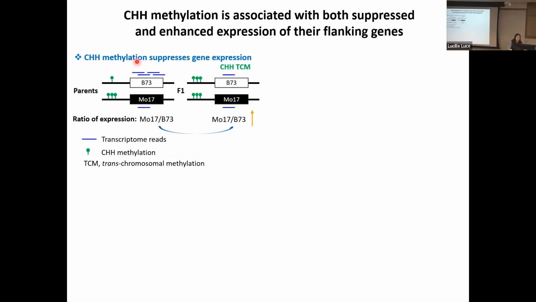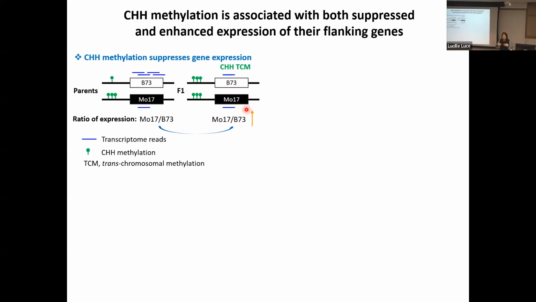The first one is if CHH methylation is associated with suppressed gene expression. You can see you have this methylation in the promoter region, and this parent has produced fewer transcripts compared to the other allele. Another parent has lower methylation, right? So after hybridization, this allele gains methylation. If CHH methylation suppresses gene expression, we should find that this ratio increased.